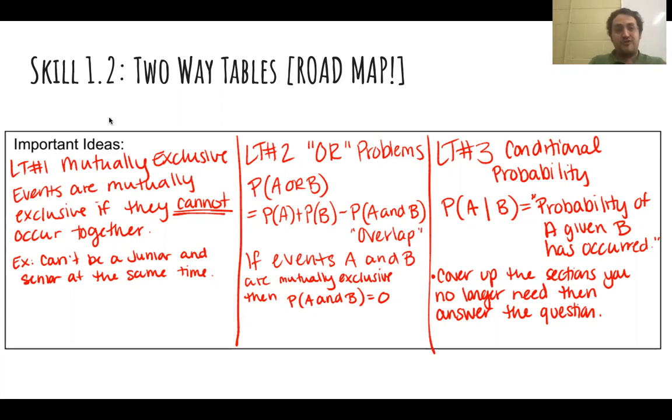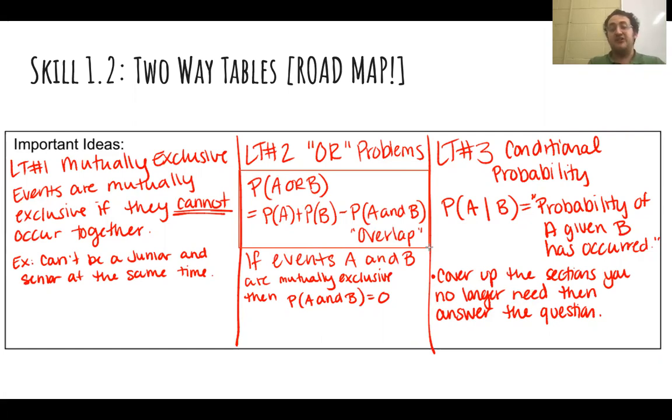Another resource that is going to come in handy, and I'm going to put a box around this for its importance, is that the OR probability is, technically speaking, the probability of A plus the probability of B minus the probability that both occur. So if events A and B are mutually exclusive, then the probability of A and B is 0. That's why I put a star in skill 1.1.